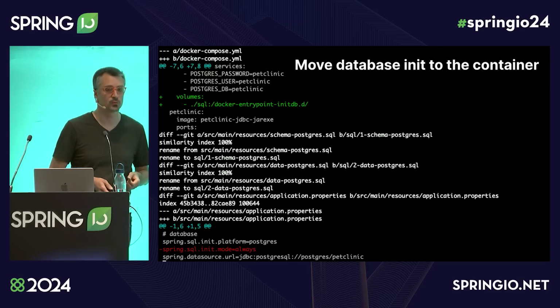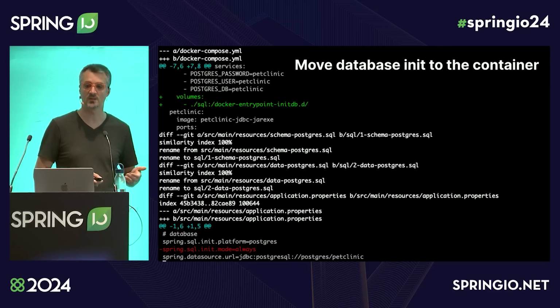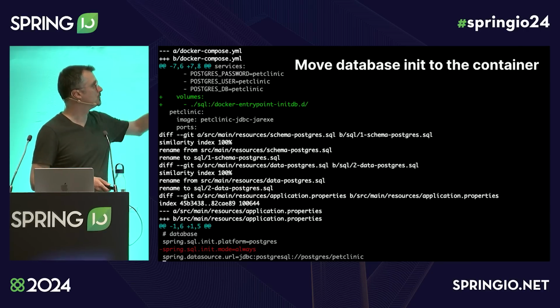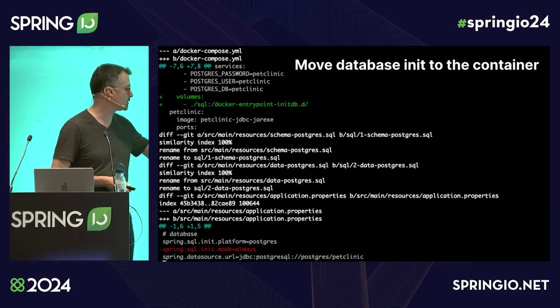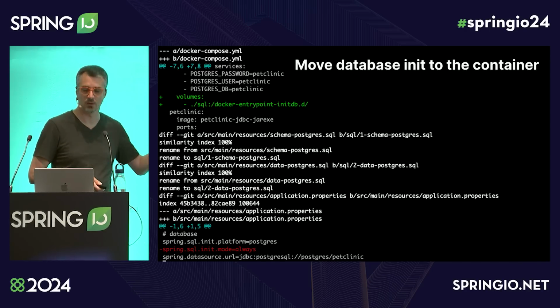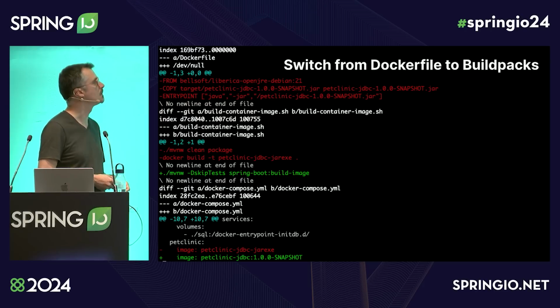You don't necessarily want to do that each time on production. That's not necessarily best practice. So here we are going to move the database initialization to the Docker Compose level and just remove the initialization of the database at the Spring level. You will see that will also help a bit for CDS.